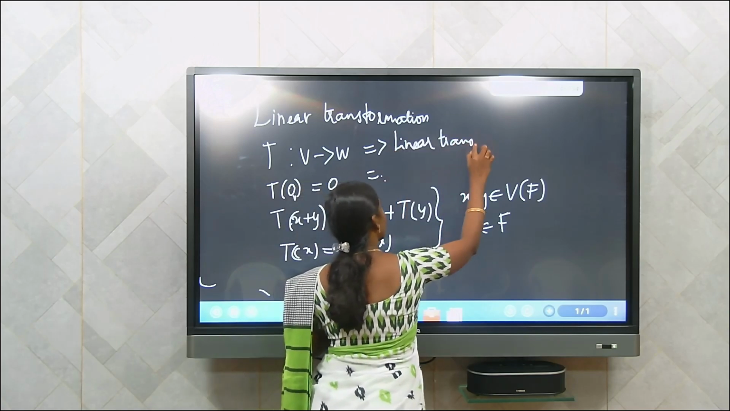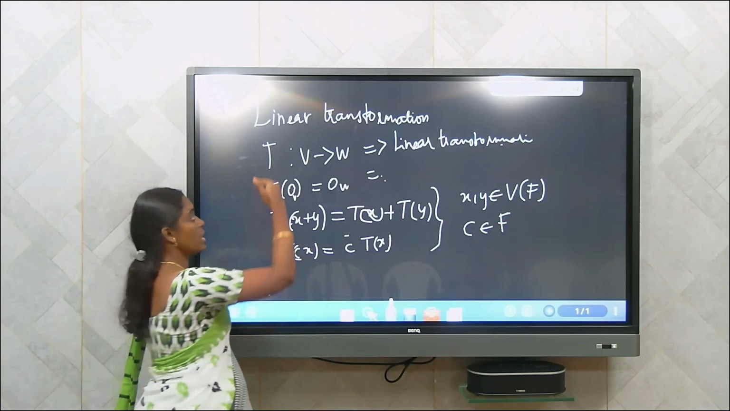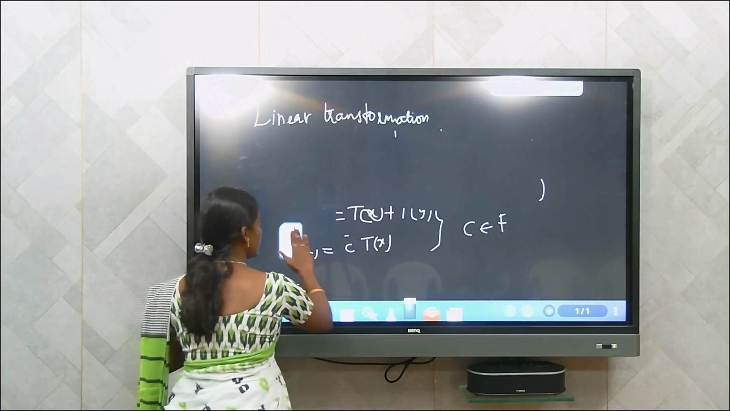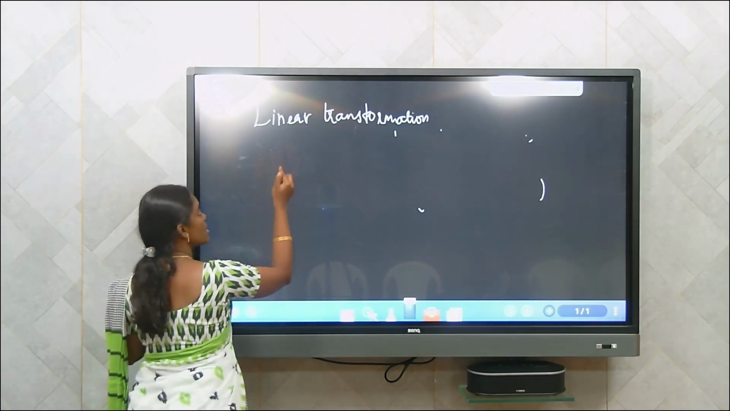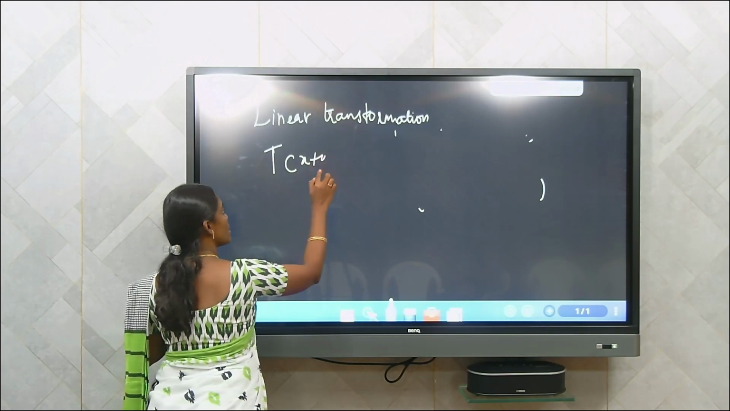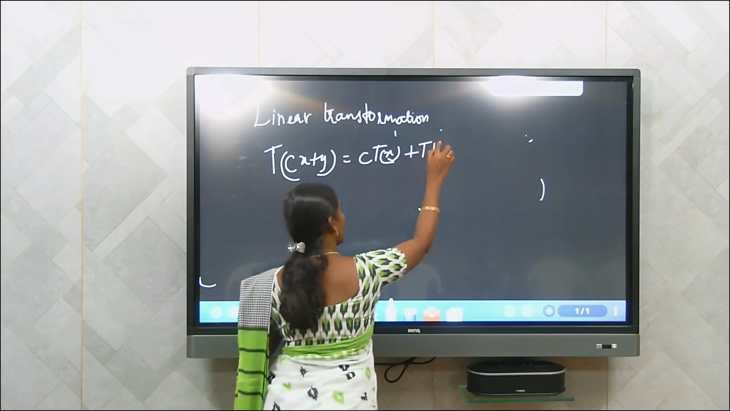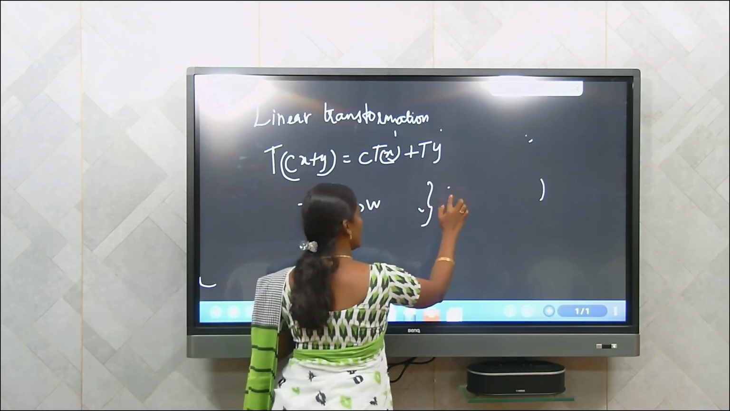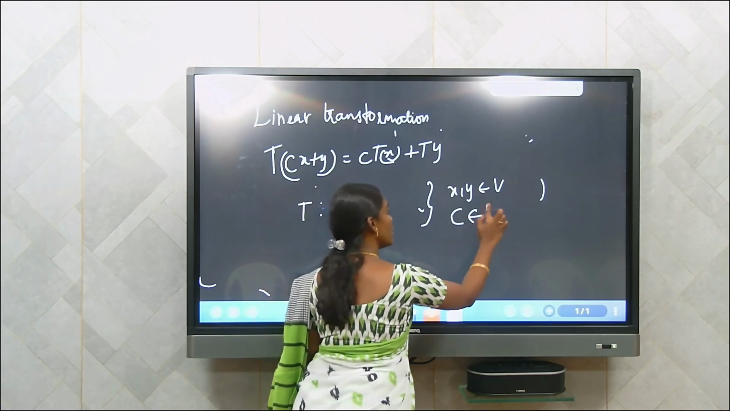But in all cases we cannot check all three conditions separately. So in precise, we are going to see these conditions together, that is, vector addition and scalar multiplication together. That can be defined as T of cx plus y equals c times T of x plus T of y for the linear transformation T from V to W, provided I am taking x and y from the domain vector space V, and as usual the scalar is from the field F.